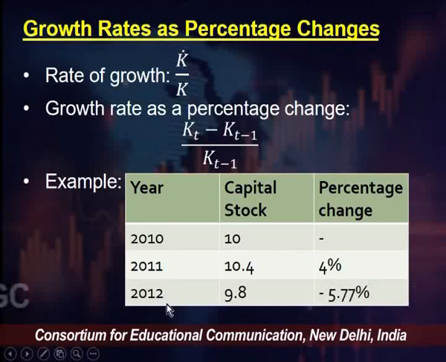Then for 2012, we have the capital stock as $9.8 million. Here we see that the capital stock has fallen, and if we calculate the percentage change, that will be 9.8 minus 10.4 divided by 10.4 times 100, which gives you minus 5.77%. So you can see here that the growth rate can even be negative. This is how you've actually been calculating growth rates, and what we are trying to tell you is that the proportional rate of change given by y dot by y or k dot by k, whichever variable you're looking at, is nothing but a rate of growth.